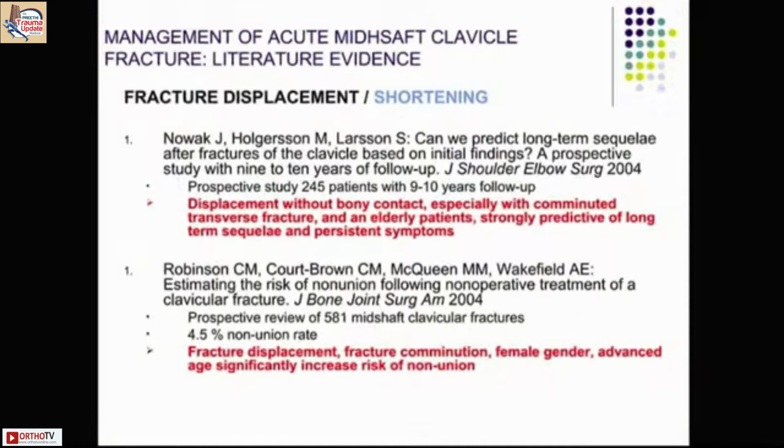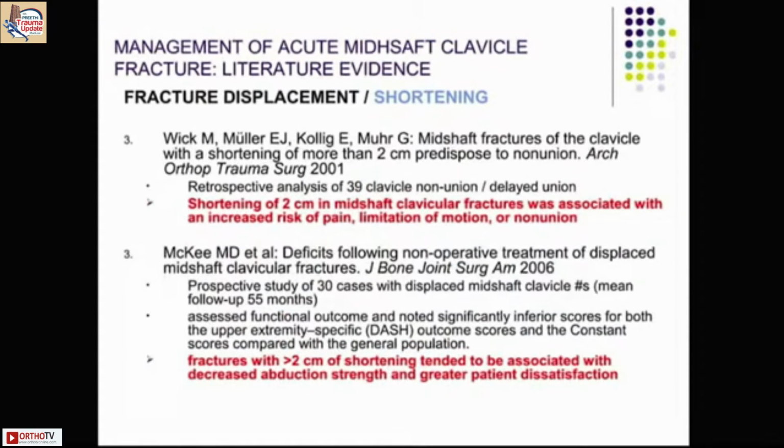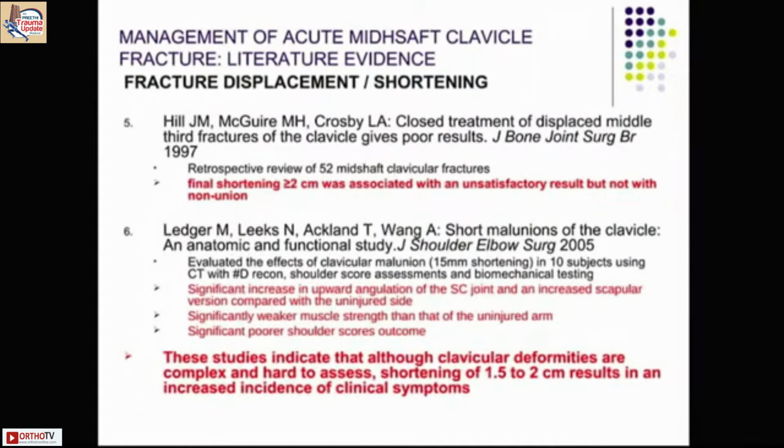So what is the criteria to choose surgery in displaced fractures? Whenever there is displacement without any bony contact, especially in comminuted fractures or in female gender, or shortening of more than 2 centimeters, all the literature supports that with these criteria there is a high chance of non-union and poor results with conservative treatment. So all these fractures need to be treated surgically.